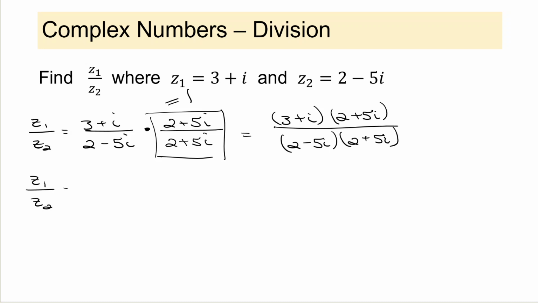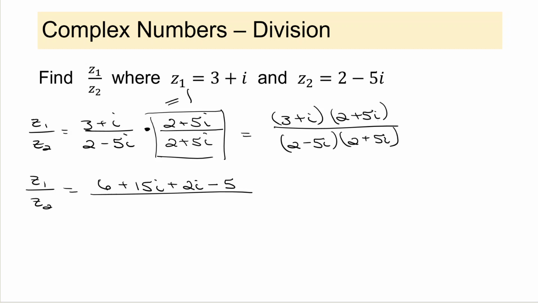So what happens now? In the numerator, I get 3 times 2 is 6, plus 15i, plus 2i, plus, actually, let's save ourselves a step. We know what's going to happen. i times 5i is 5i squared. i squared is going to be replaced by a -1. So I'm just going to go ahead and directly write down -5.